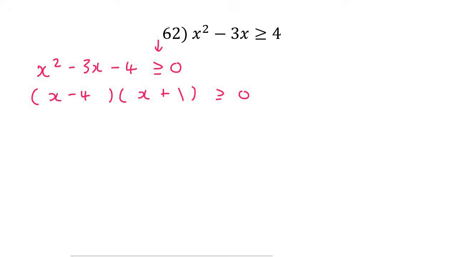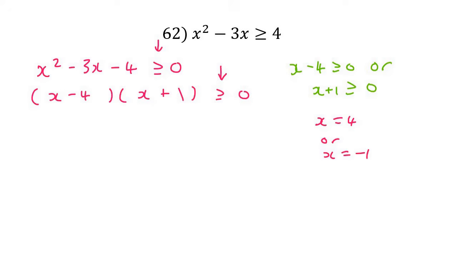Now, as I said in previous inequality videos or questions, what some students want to do here is say that x minus 4 is bigger than or equal to 0, or x plus 1 is bigger than or equal to 0. I know it's tempting, but it's not correct. So what you want to do instead is, if this was an equal sign, what would your two answers be? Well, it would have been that x equals 4 or x equals -1.